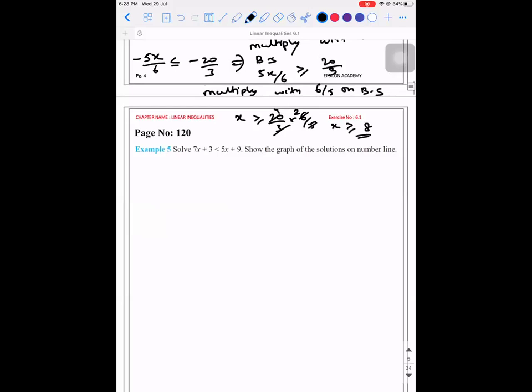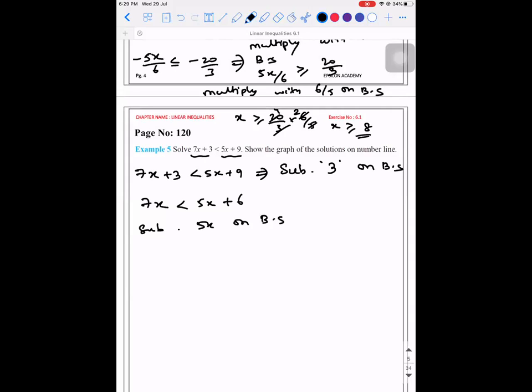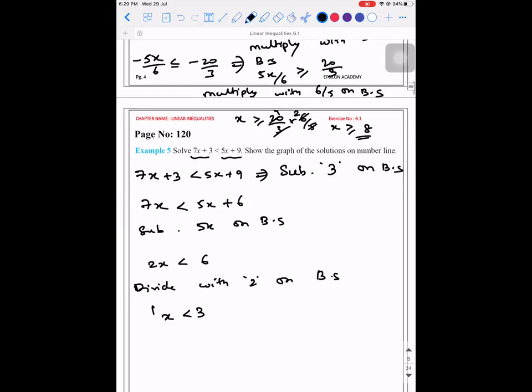So next one is: solve 7x plus 3 is less than 5x minus 9, and you have to show it on a number line. So here subtract 3 on both sides. If I subtract 3 on both sides, 7x will be less than 5x plus 6. Next is subtract 5x on both sides. You will get 2x is less than 6. Then divide with 2 on both sides. What do you get? x is less than 3. They want us to represent this on a number line.